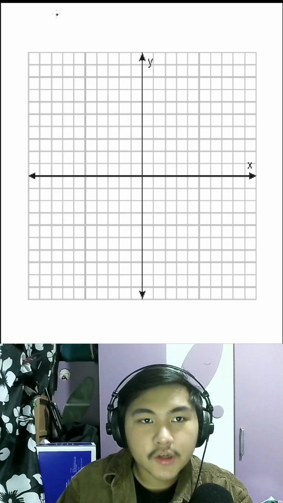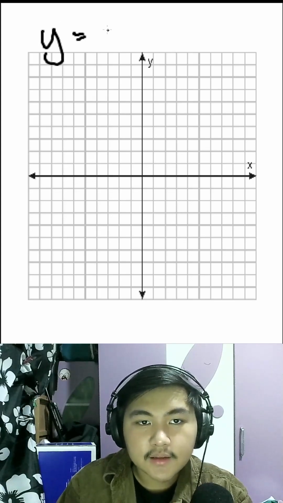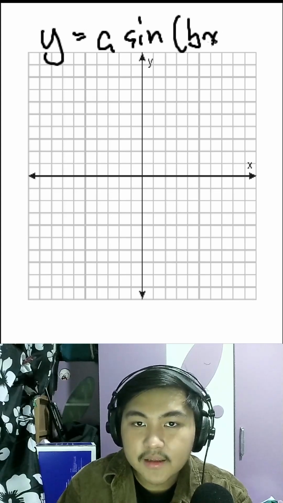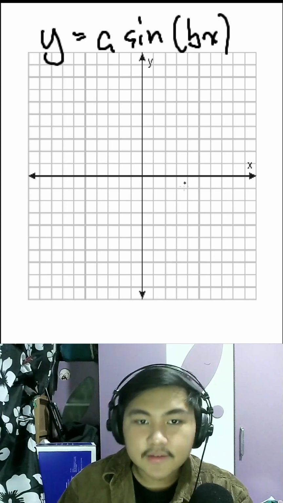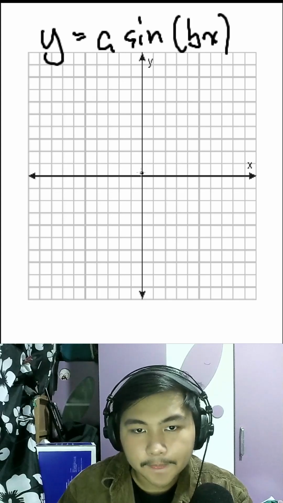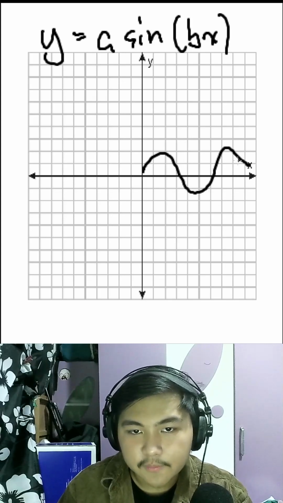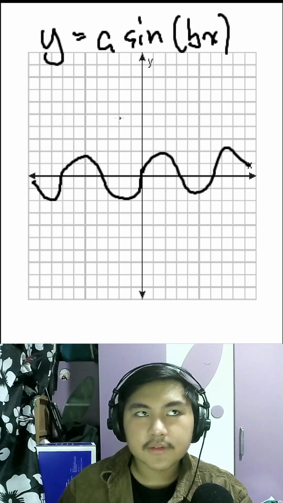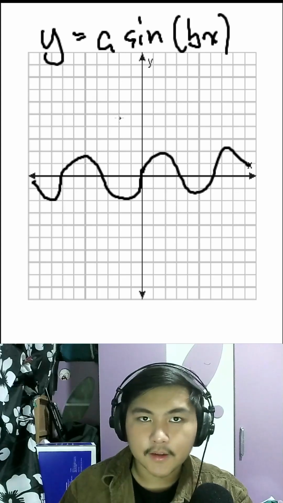Now the function is usually written like this. y is equal to a times the sine of the quantity b times x. Now this is actually a very simple function. Let me draw out a sine wave here. It doesn't have to be perfect. Now there are three main components, or just two main components here that we have to take into account.